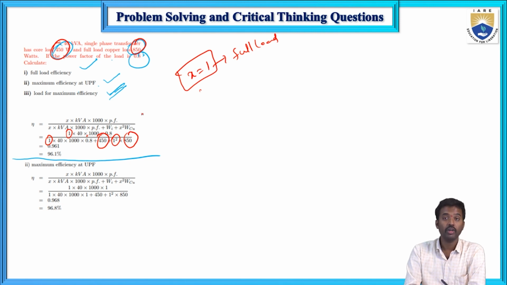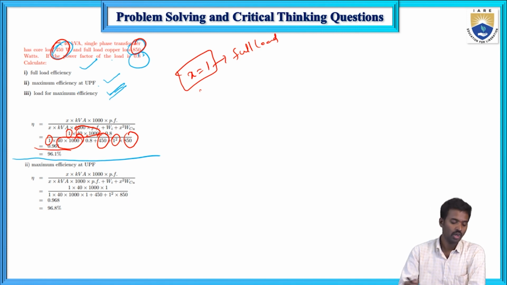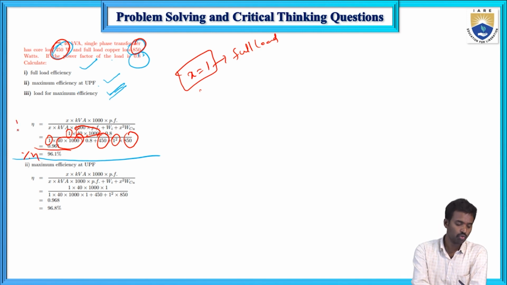And next, what is the rating here? kVA rating is 40 into 10 power 3. If you simplify this, the efficiency equals 0.961. Percentage efficiency equals 96.1. Now this is the first question.